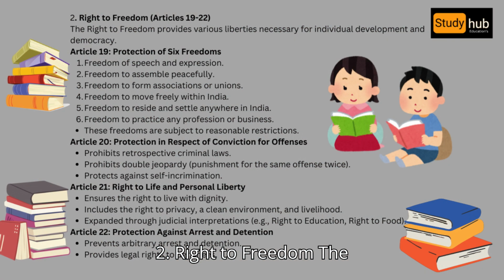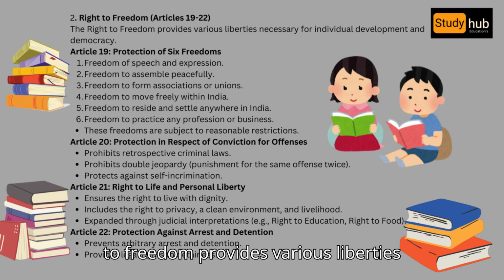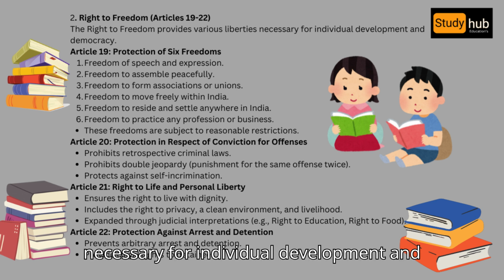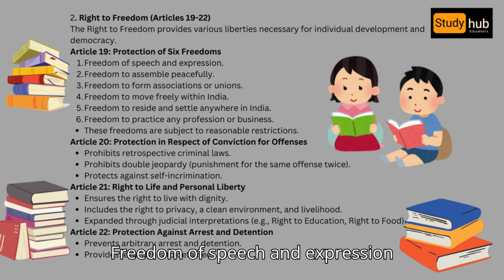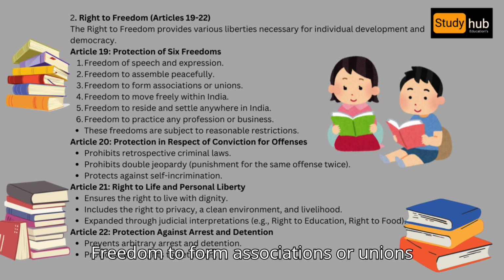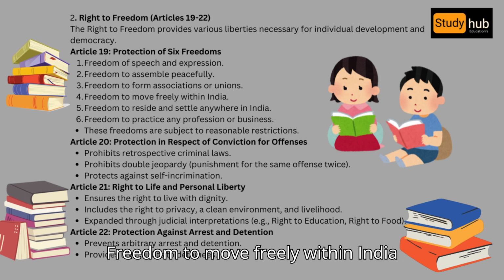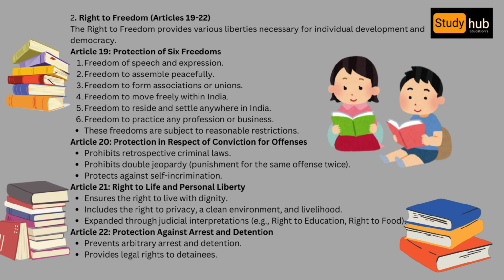2. Right to freedom, Articles 19 to 22. The right to freedom provides various liberties necessary for individual development and democracy. Article 19, Protection of 6 freedoms. Freedom of speech and expression. Freedom to assemble peacefully. Freedom to form associations or unions. Freedom to move freely within India. Freedom to reside and settle anywhere in India. Freedom to practice any profession or business. These freedoms are subject to reasonable restrictions.